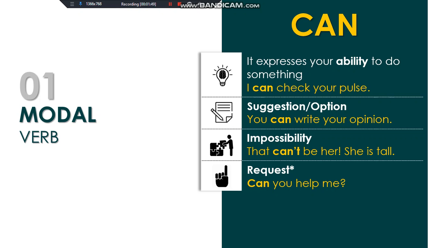So it can't be like this. So she can't be her. She's tall, and the girl you are talking about, she's of the same height as you, right? So she can't be her.